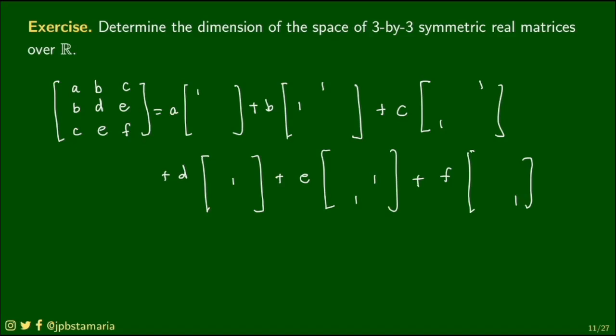In fact, these 6 matrices form a linearly independent set. You can check that because this cannot be found in the span of this, this cannot be written as a combination of those, this cannot be written as a combination of the previous 3, and so on. So the answer to this question is 6.